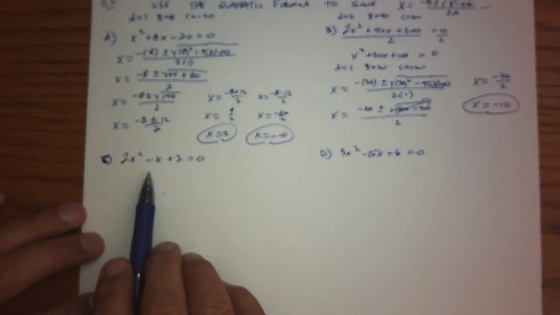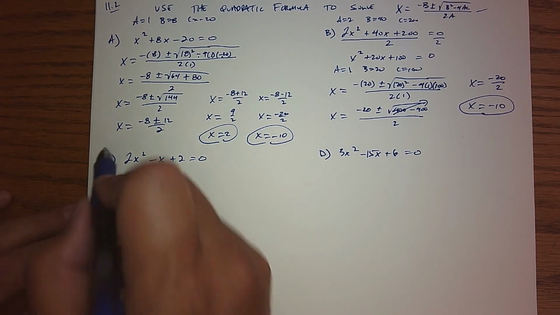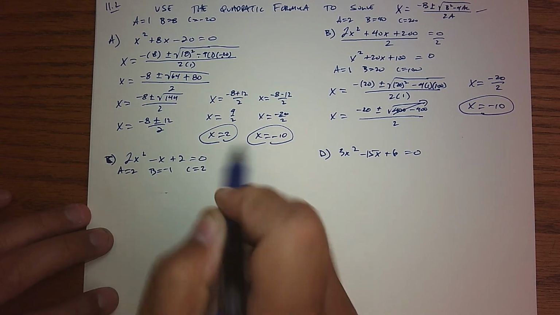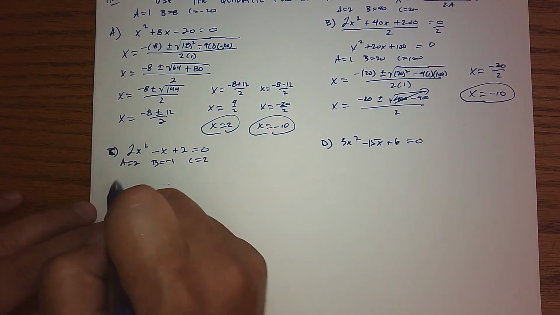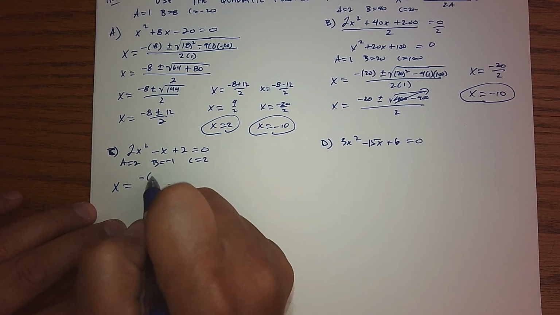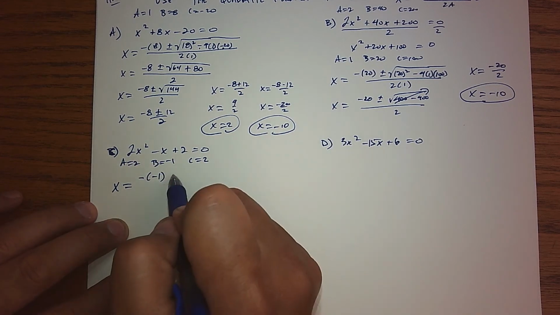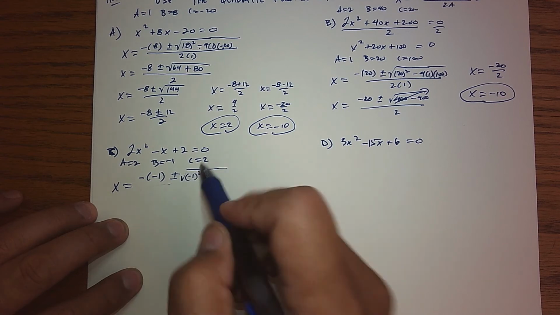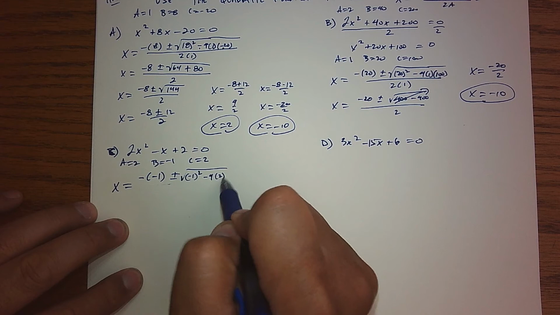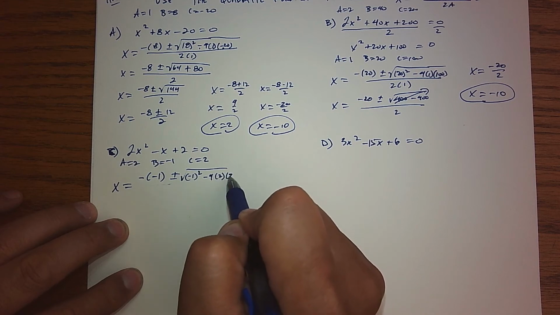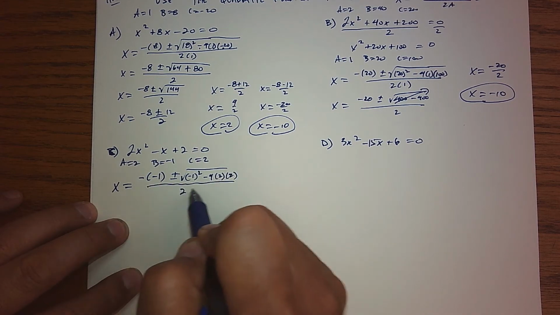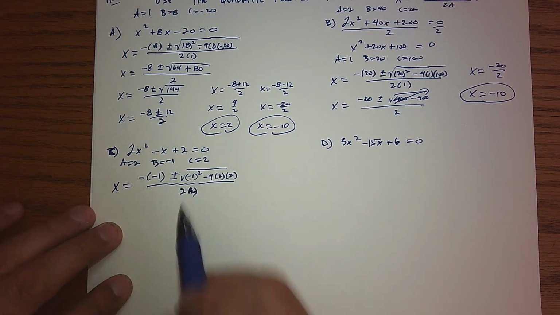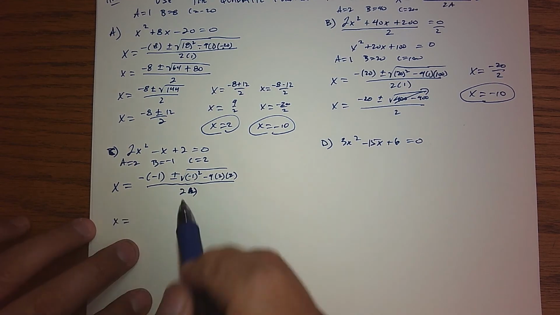Here's one that did not factor very well for us. So what does it look like? Well, again, a is 2, b is negative 1, and c is a positive 2. So plugging that into my formula, x is equal to, we're going to negate negative 1, add or subtract the square root of negative 1 squared minus 4 times 2 times 2, a and c, all divided by 2 times 2, because a is 2. So there I am plugging things in. The rest is just cleaning it up.